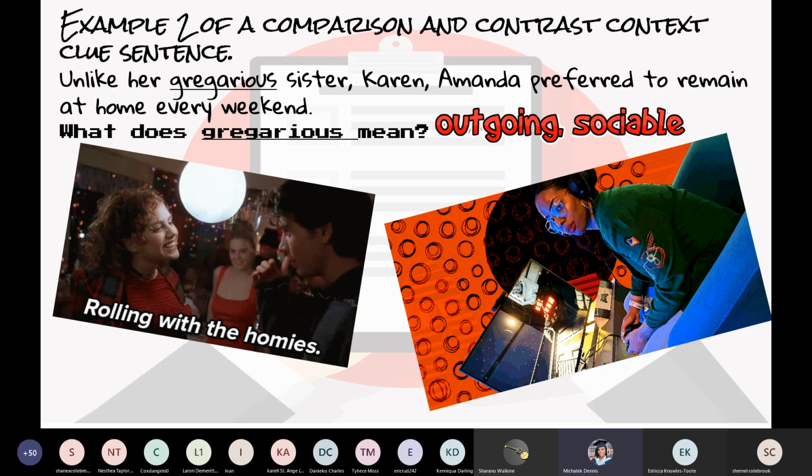So if her sister Amanda is an introvert, that means Karen is a what? Sorry, Amanda prefers to remain at home. She's an introvert. What is Karen? Kenia said extrovert. Extrovert, you are correct. Good job. Great. Awesome, guys. One loves to party and the other one loves to stay home and play video games.